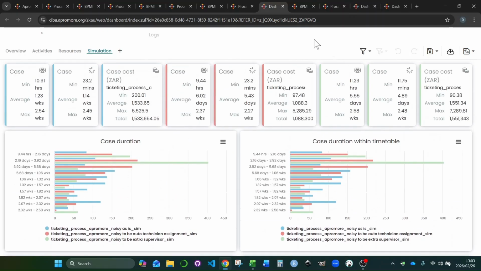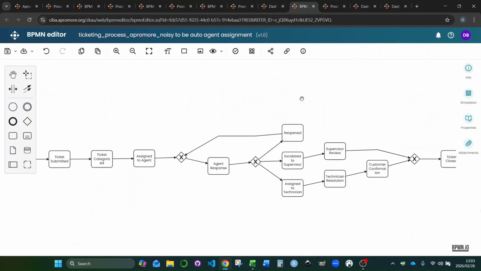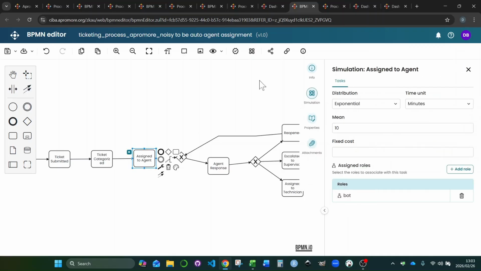But what if we place more emphasis on the cost side? Let's look at Objective 2, reduce costs. Now that we've already seen technician assignment automation creates cost savings, the digital process twin can be used to test an additional cost-focused intervention. This time, automating agent assignment instead of relying on self-assignment or rules-based assignment.